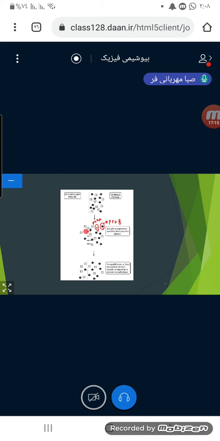As you can see, because their color is different from each other, they can have different movements too. This one, protein A, can come here, but protein B and its movement is completely different.